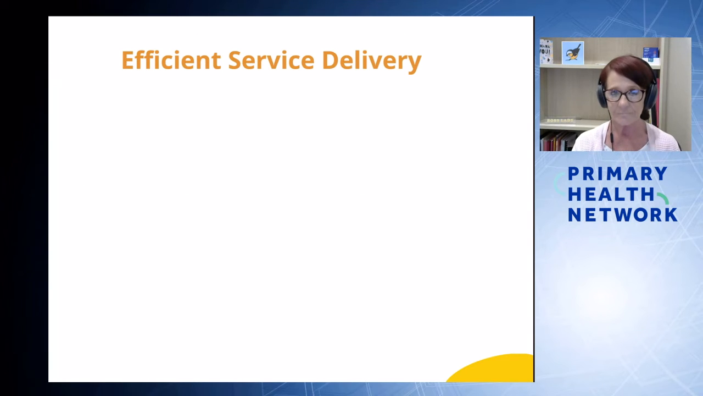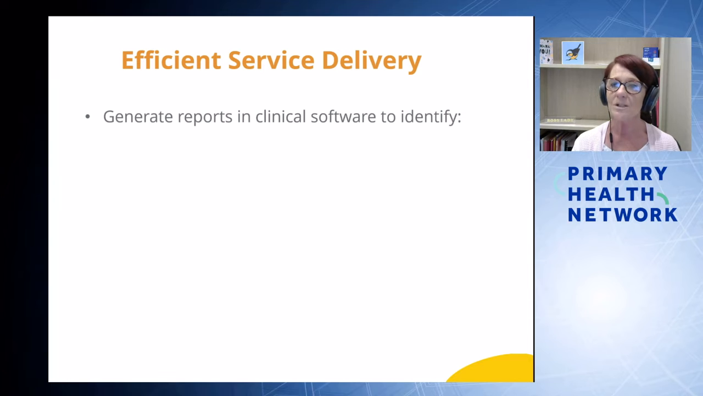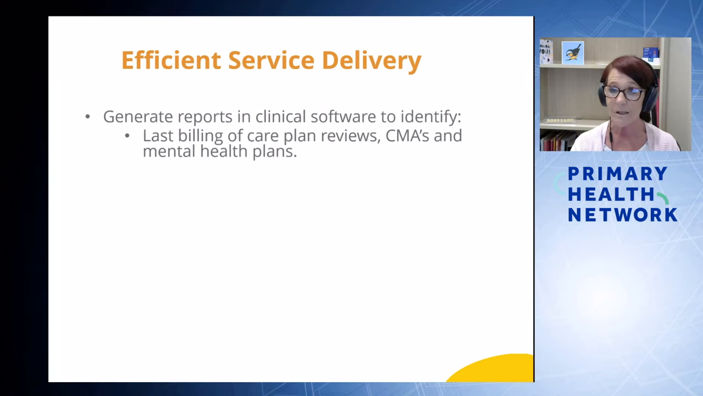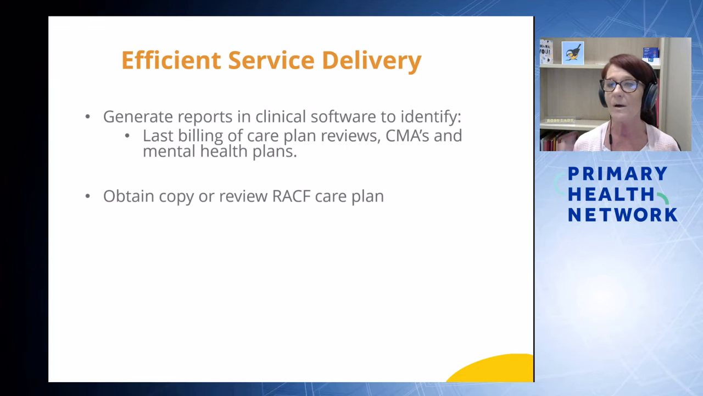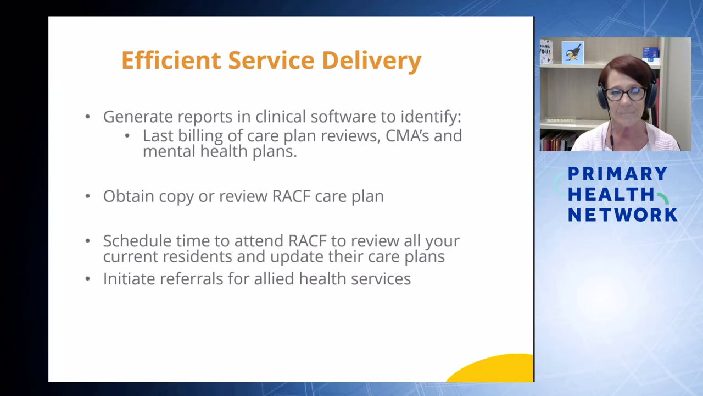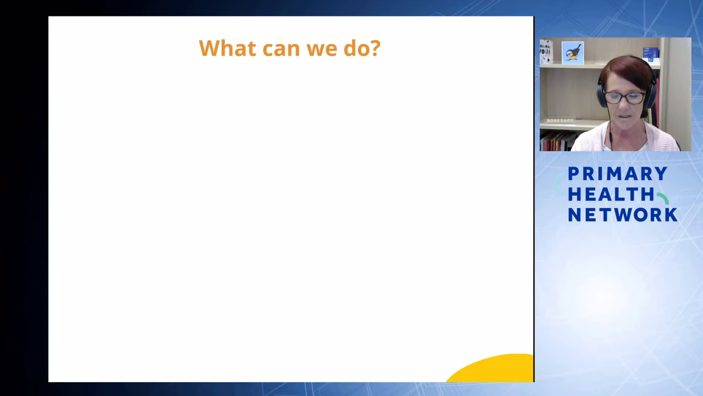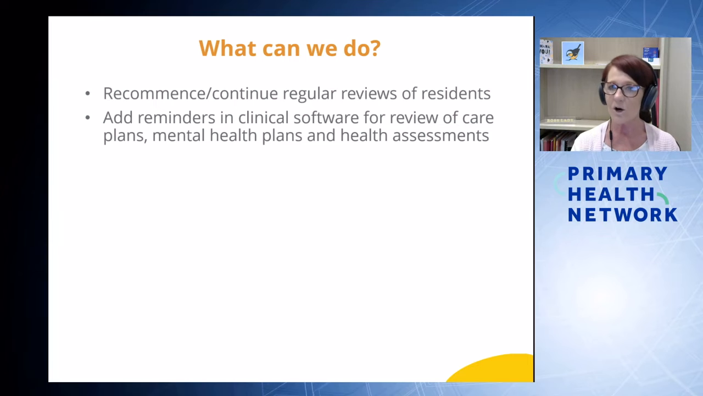So that's great. Efficient service delivery. How do we as GPs ensure that we're going to get this happening? We need to go back to our clinics, and generate some reports that show us when we last billed our care plans, our CMAs and our mental health plans, and look at when they're due to be reviewed. Get a copy of the care plan from the aged care facility and schedule some time in to go up there and review those plans and get those referrals initiated, and get these residents getting some treatment.